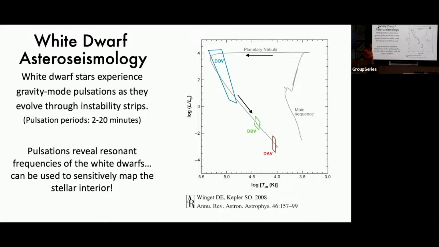The typical pulsation periods for white dwarfs are between 2 and 20 minutes. And so when we're interested in using space-based data to observe these things from Kepler or TESS, we typically need the short cadence data with timescales of 1 or 2 minutes. TESS now has this ultra short cadence of 20 seconds, which is really nice, in order to resolve those signals.